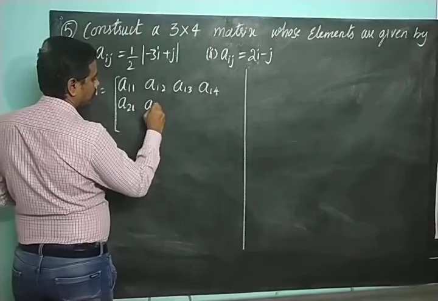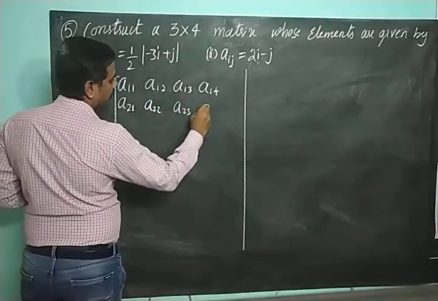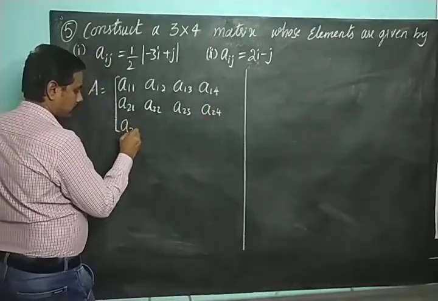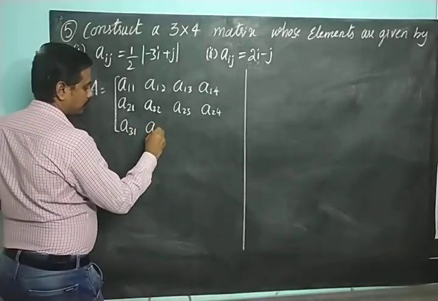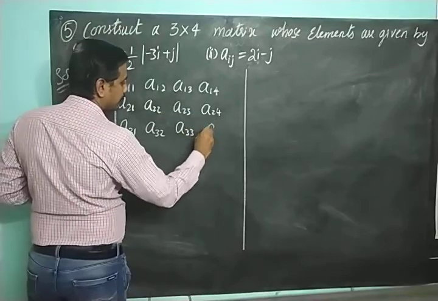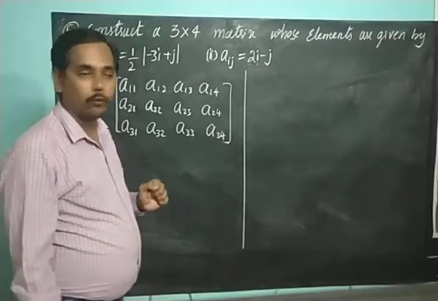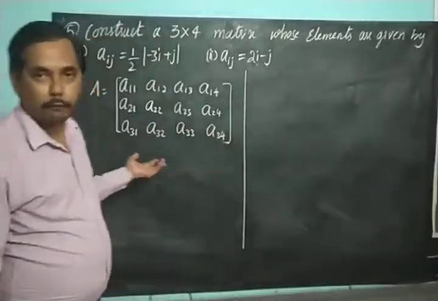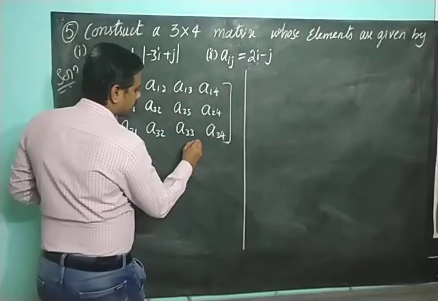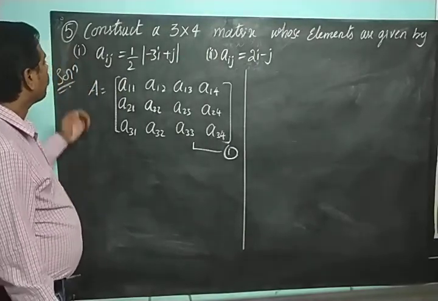A21, A22, A23, A24, A31, A32, A33, A34. This is how the general form is constructed, that we have already done in the previous problem also. Now let us mark this as 1. Right. So first one is what?